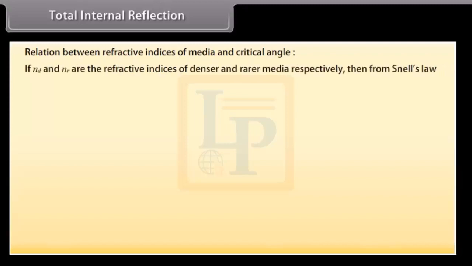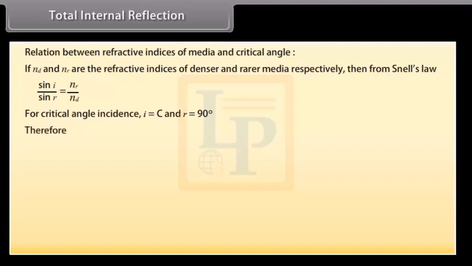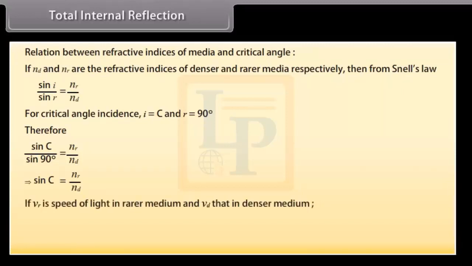If nD and nR are the refractive indices of denser and rarer medium respectively, then from Snell's law, sin i by sin r is equal to nR upon nD. For critical angle incidence, i is equal to C and r is equal to 90 degrees. Therefore, sin C by sin 90 degrees is equal to nR by nD. It implies sin C is equal to nR by nD. If vR is speed of light in rarer medium and vD that in denser medium, then sin C is equal to vD by vR.